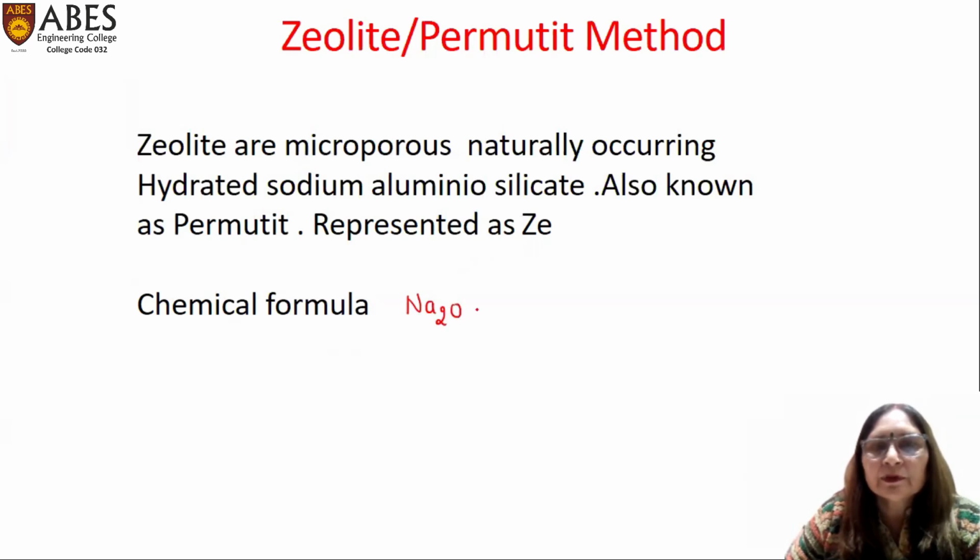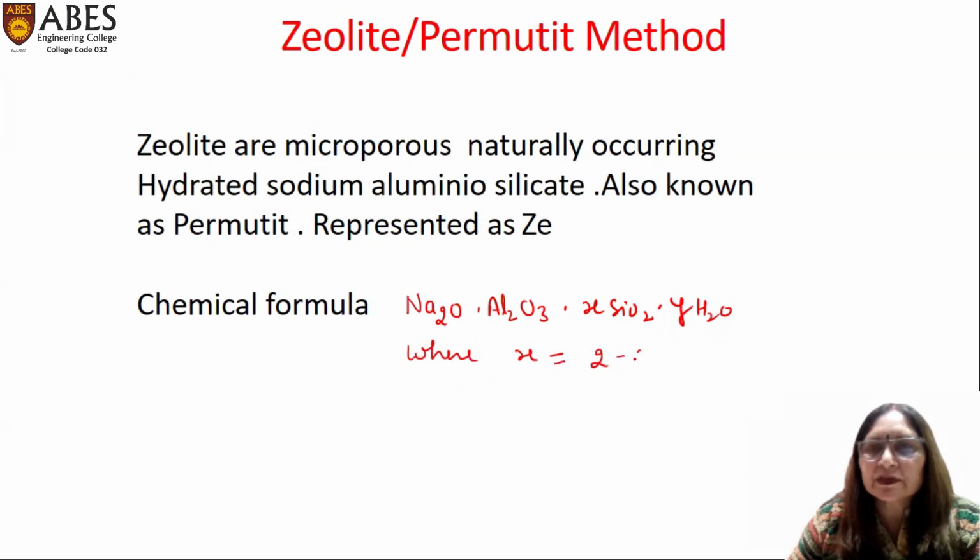Na2O.Al2O3.xSiO2.yH2O. This is the chemical formula of zeolite, hydrated sodium aluminosilicate, where H2O means hydrated, x is equal to 6 molecules and y, the water of hydration, is 2 to 10.